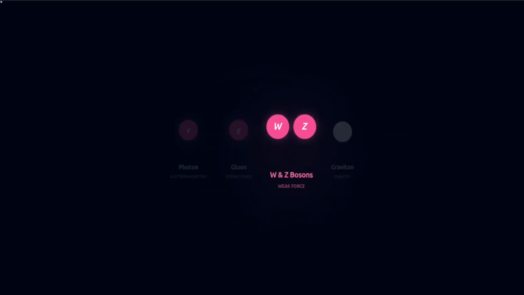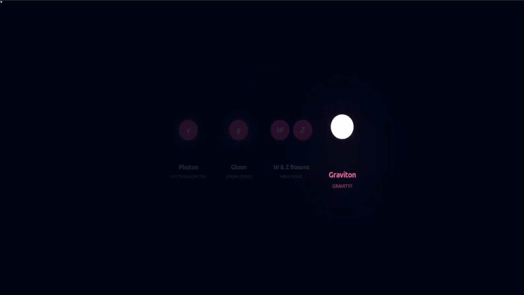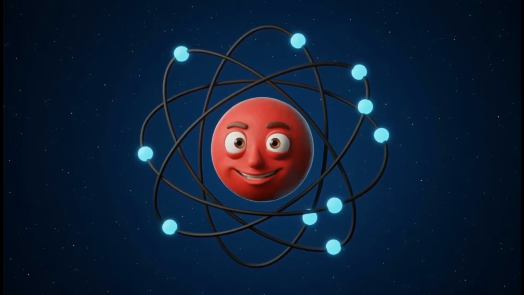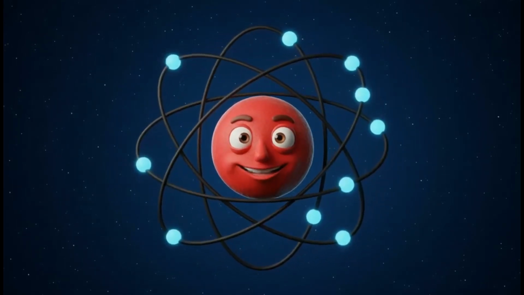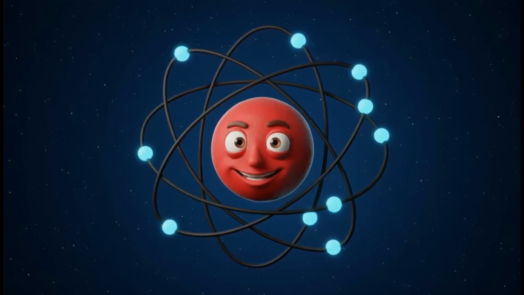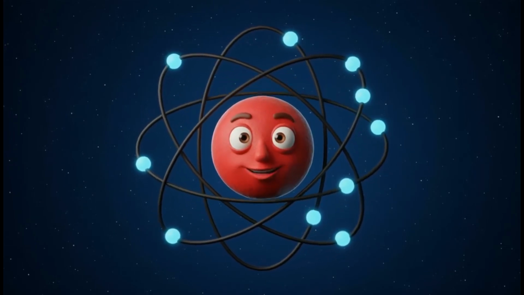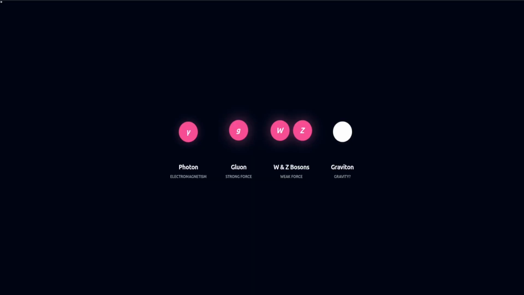Number 4, the graviton. And then there is gravity. We think there should be a particle called the graviton, but we've never found it. Gravity is a rebel that refuses to fit into the standard model. As previously said, every fundamental force has its own boson. If gravity follows the same rules, there must be a particle that carries the message of gravity. We call this the graviton.